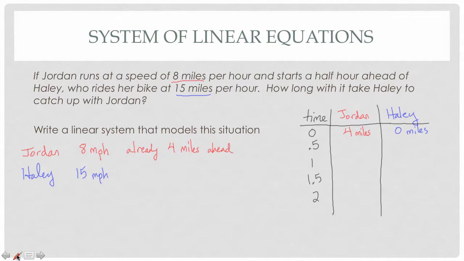So let's go another half hour. Now Jordan rides another half hour, so he's gone a total of 1 hour. He's going to be at 8 miles. If he goes 8 miles per hour, he goes 4 miles in half an hour, so he adds another 4 miles. And we might as well finish it up. If every half hour he's going to go another 4 miles, after 1 hour he's gone 12 miles.